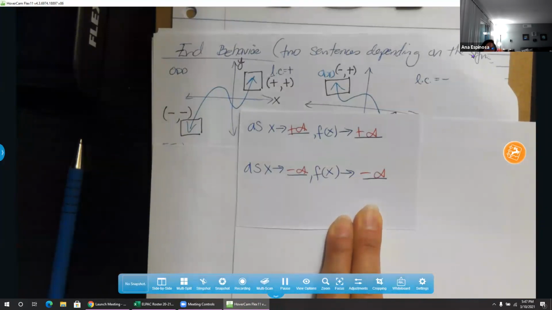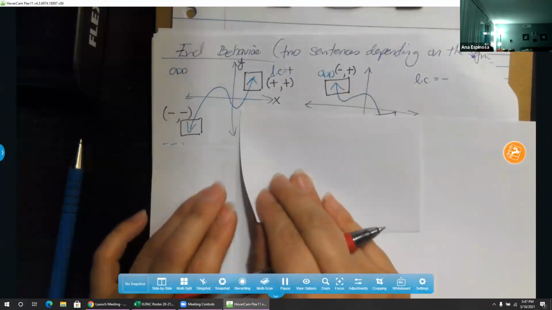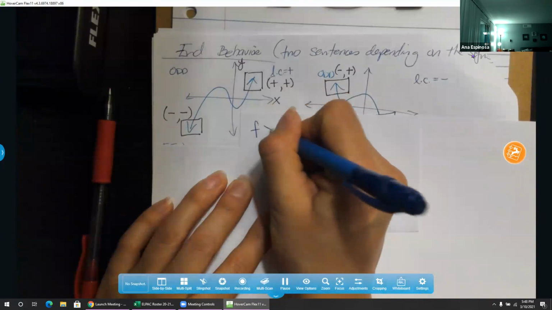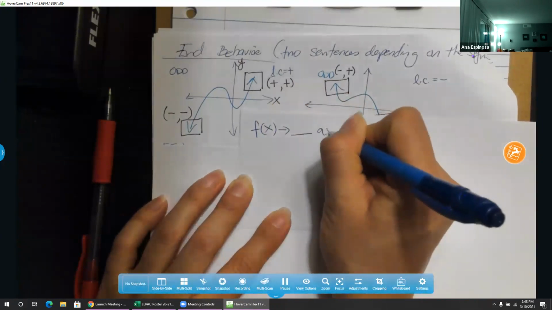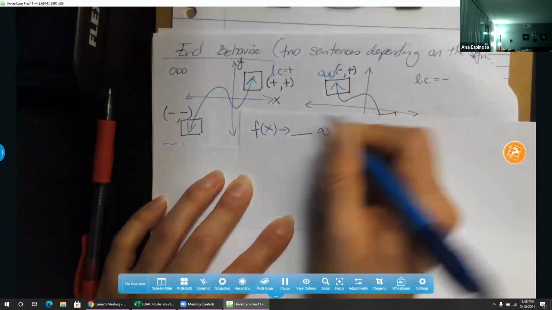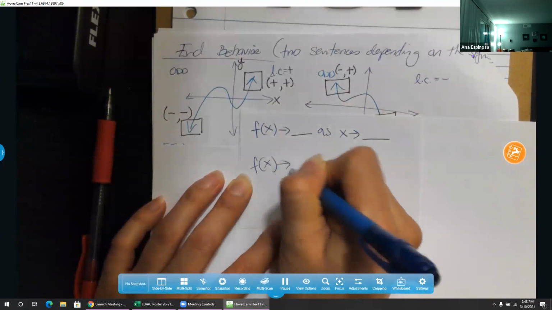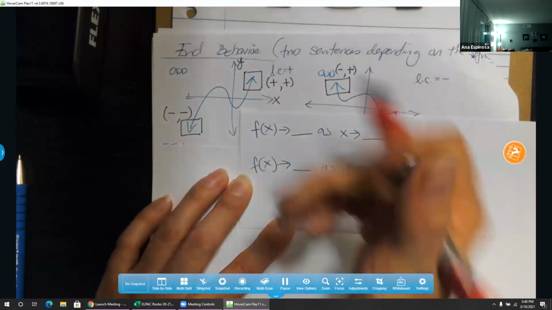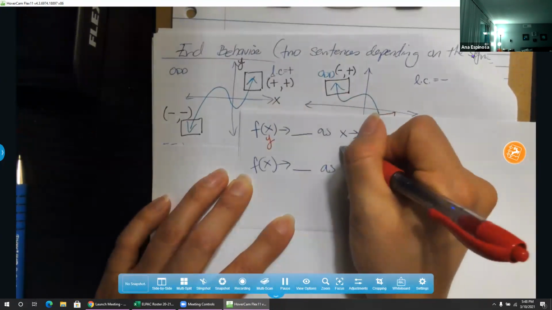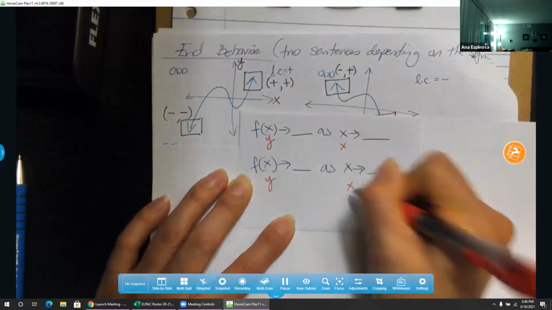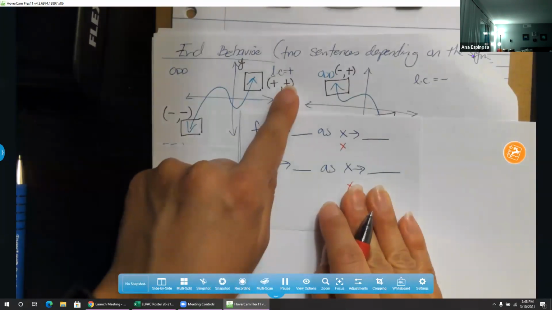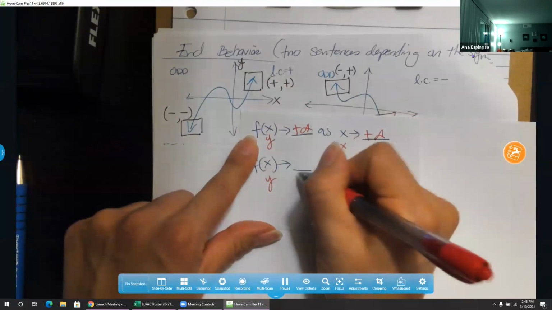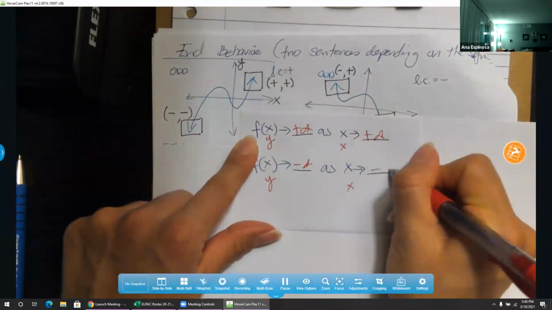Some books have it where they will write the sentence like this. Some books or programs will write it f of x goes to blank as x goes to blank. So basically, they've just swapped this, but you still have to know that this is the y, that's the x. So then you would look at the y coordinate, that's positive. In this case, it doesn't matter because they're both positive, but it does matter in the other one. So I'll show you right now.